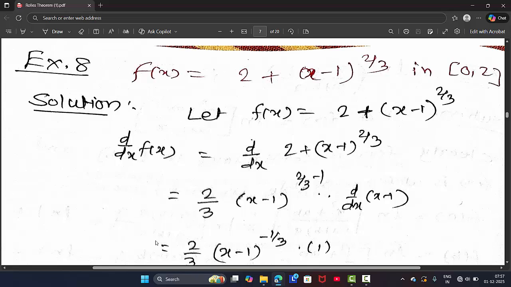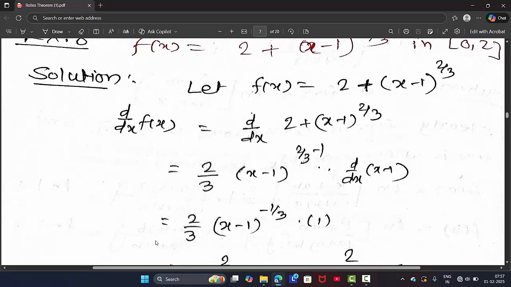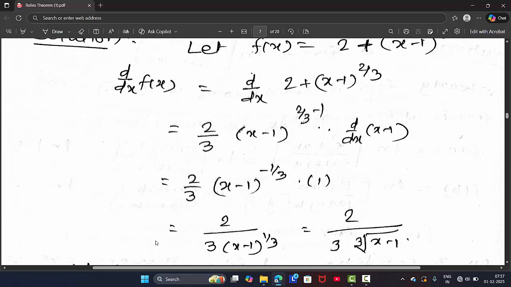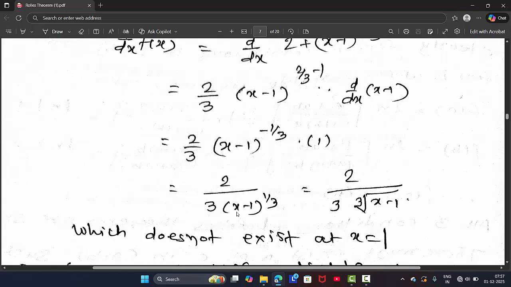Here given f(x) = 2 + (x − 1)^(2/3). This function is continuous, and the derivative of f(x) is d/dx of 2 + (x − 1)^(2/3), which is nothing but (2/3)(x − 1)^(2/3 − 1) into the derivative of (x − 1), which is (2/3)(x − 1)^(−1/3) into 1. That becomes 2 divided by 3 into (x − 1)^(1/3), that is 2 divided by 3 into the cube root of (x − 1).